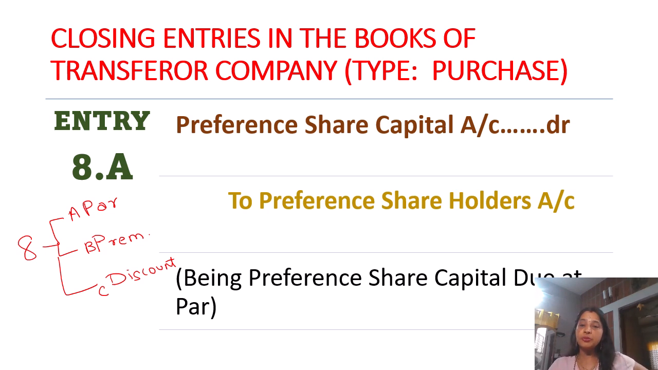So always, preference share capital is a liability. It has a credit balance. Now when you are closing it, it has to have an opposite effect. So preference share capital account will be debited. Now who will take the preference share capital? Preference shareholders will take. So preference share capital account debit to preference shareholders account. So their capital will be taken away by the preference shareholders if it is closed at par.